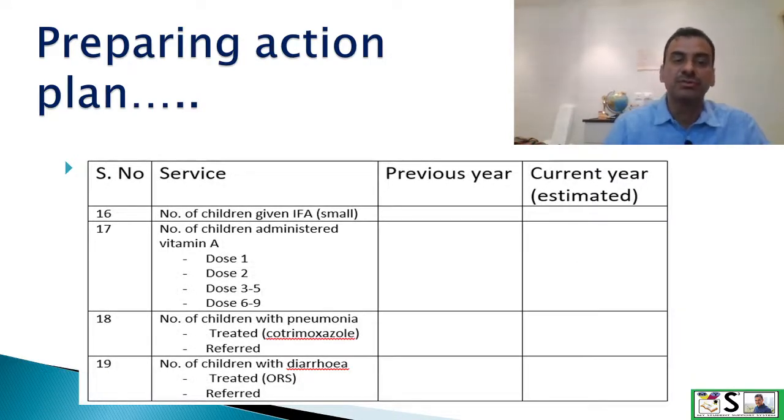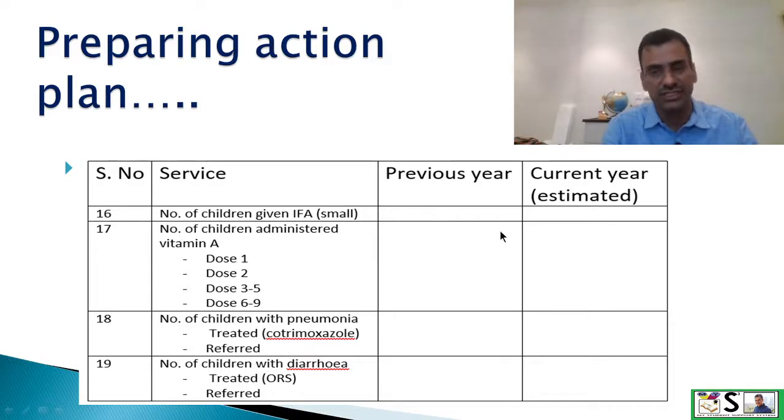Then the number of children given small IFA. This is for prophylaxis, previous year and estimated. Then the number of vitamin A doses: dose 1, dose 2, dose 3 to 5 and dose 6 to 9. Then the number of children with pneumonia treated with cotrimoxazole or referred for complications. The number of children with diarrhea treated with ORS and referred for complications.